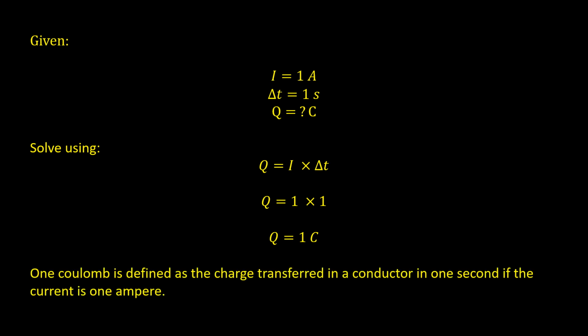This means that we can define 1 coulomb of charge as the charge transferred in a conductor in 1 second if the current is 1 ampere. And this is a definition that you must know. 1 coulomb is defined as the charge transferred in a conductor in 1 second if the current is 1 ampere.